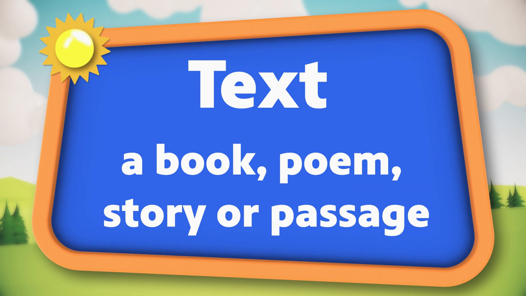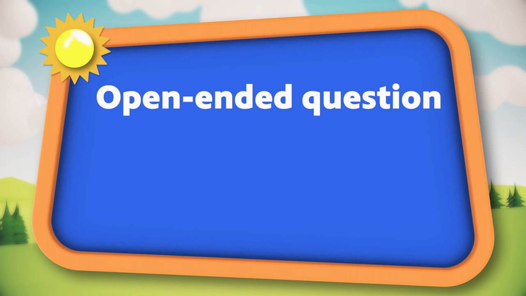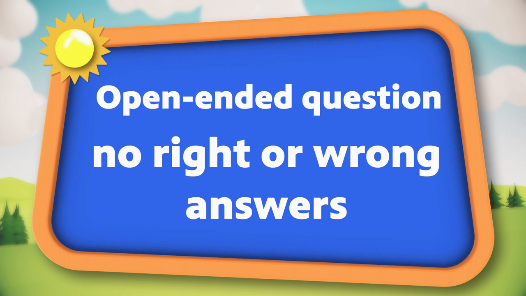Okay? It has four elements. The first one is the text. It could be a book or a poem, a story, or a passage. The next thing is it has questions. The leader asks an open-ended question. An open-ended question means that there are no right or wrong answers. You just get to answer what you want to, as long as you can give me a reason why.